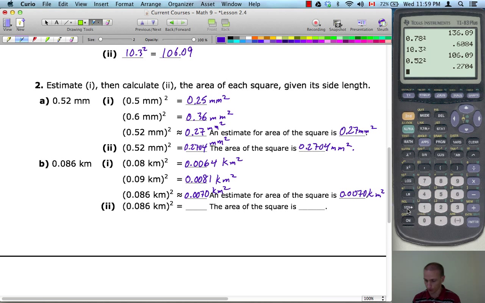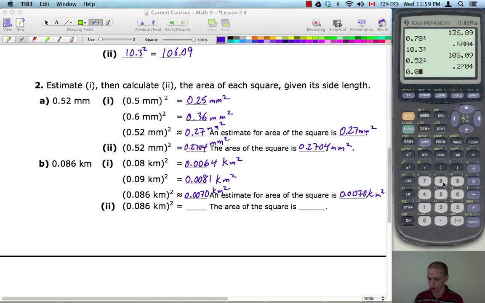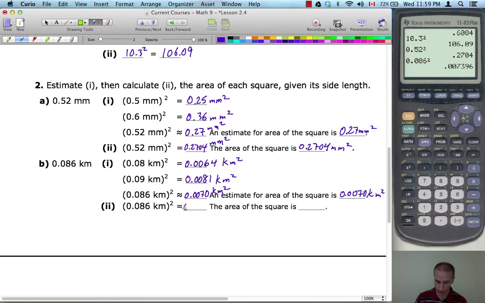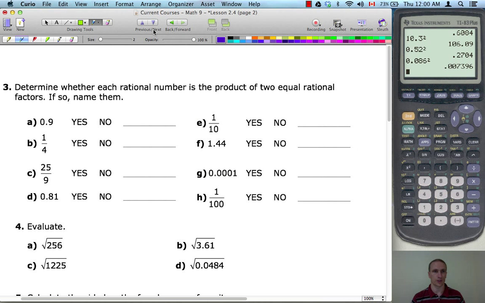So the actual answer, when you calculate it, 0.086 squared is, so it's 0.007396 kilometers squared. So the area of the square is 0.007396 kilometers squared. So lots of practice with estimating and calculating of squares. Let's take a look at the next question here.